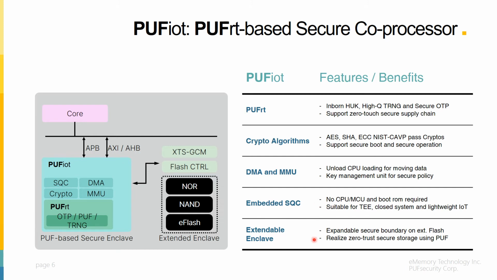Finally, because PUFiot itself has an unknown HUK to protect each system, the local key from PUF can be used to encrypt the entire system, which is equivalent to directly extending the secure boundary to any subsystem. General storage, such as flash memory, can therefore be further converted to secure storage.